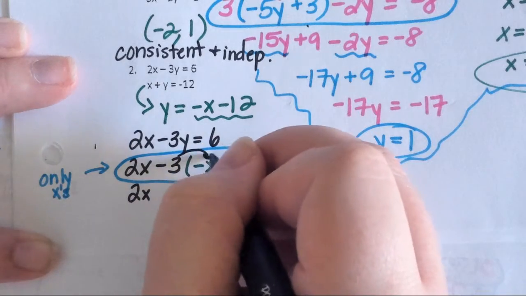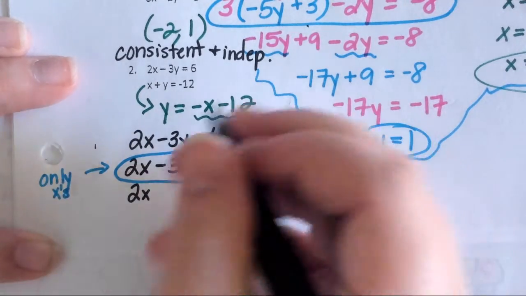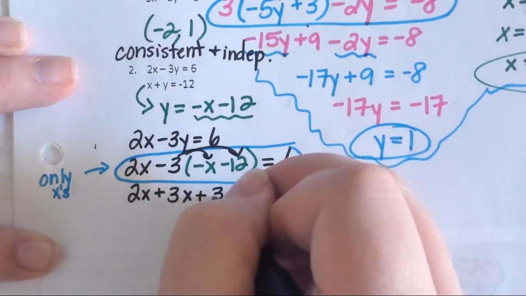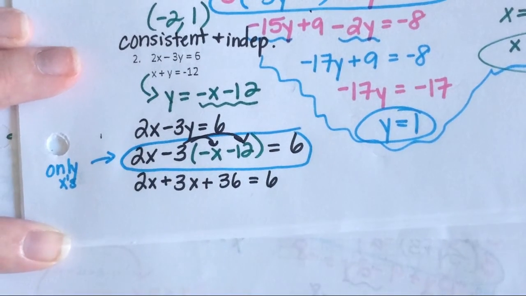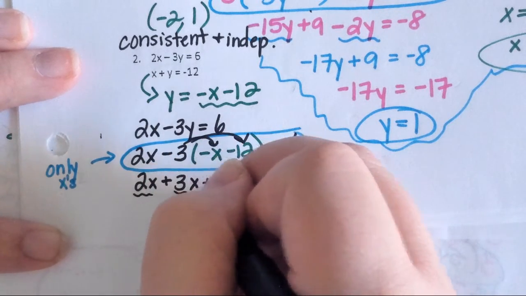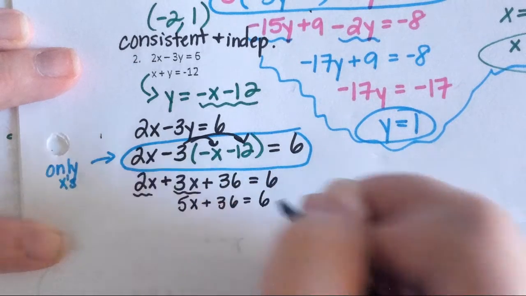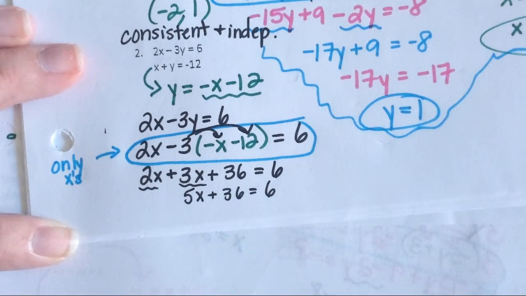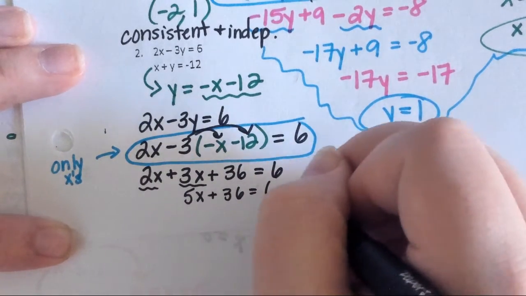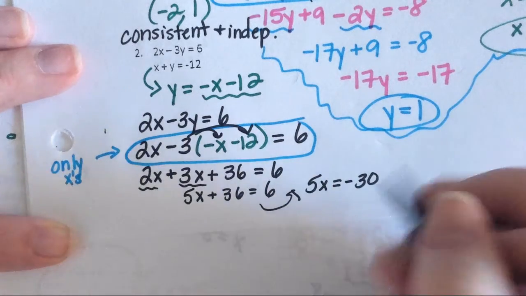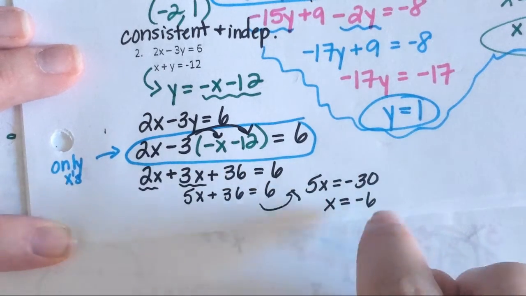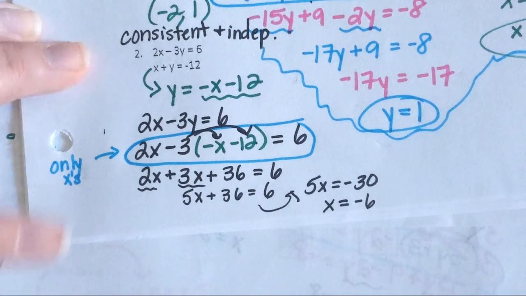So 2x, I distribute my negative 3. Negative 3 times negative x, I get positive 3x. Negative 3 times negative 12, I get positive 36. I combine my like terms, and I'll have 5x plus 36 equal to 6. I subtract both sides by 36, and I get, I'm out of room, 5x equals negative 30. And so what does x equal? Positive or negative? Negative. Negative 6. Negative 30 divided by positive 5 should be negative 6.